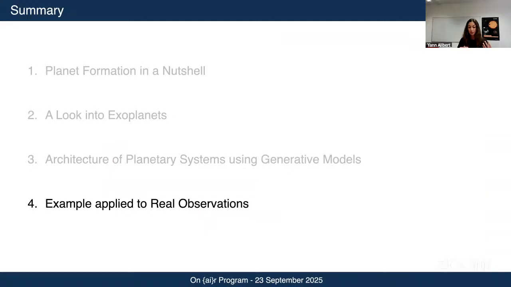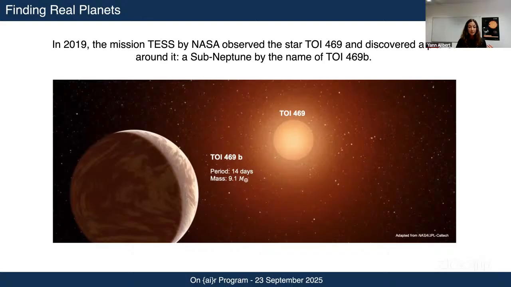So we did this and we convinced ourselves that this was good, but to really put this to the test, we go for an example, because what we want to do is to use this to actually guide the future missions and future telescopes. And we start with a very nice example.